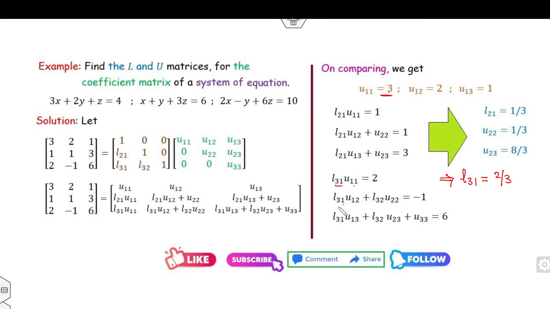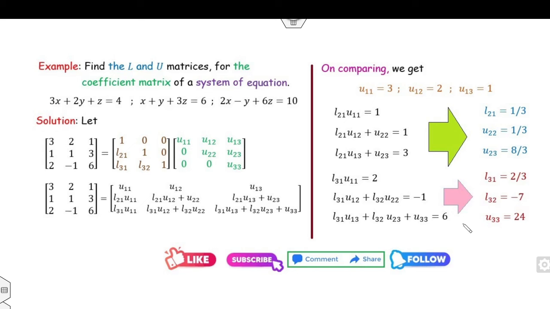I can substitute this value: L31 is 2 over 3, U12 is 2. L32 I need to compute. U22 I have computed as 1 over 3. Now, from this, I can find the value of L32. It will be 1 minus 4 over 3, divided by 1 over 3. So it is minus 1 over 3, divided by 1 over 3, which is minus 1. Similarly, I can substitute all these values in the last expression. You will get the right answer of this problem.